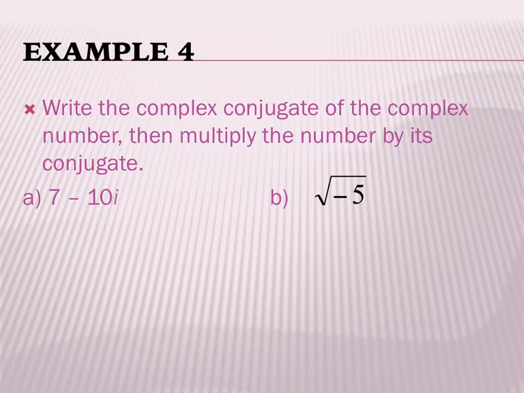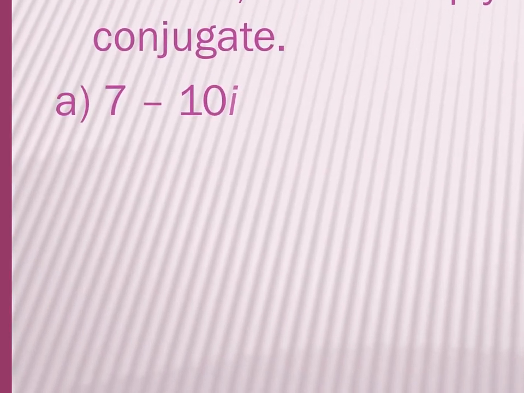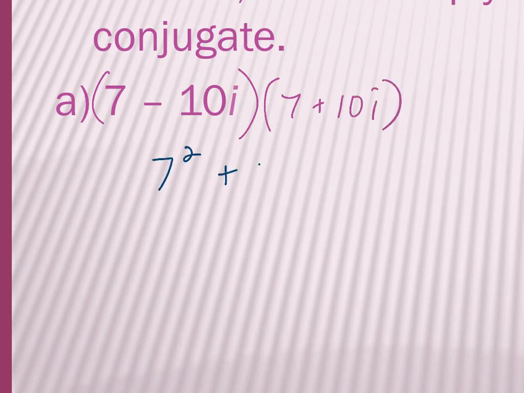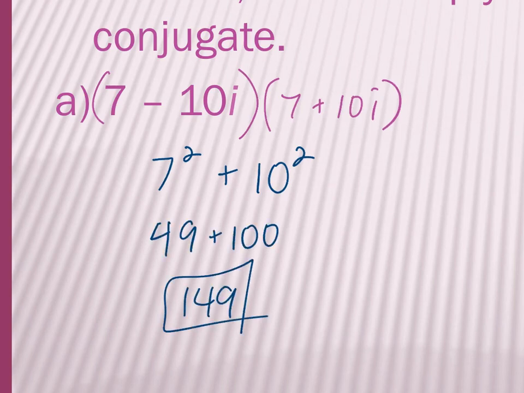Okay, so it says write the complex conjugate of the complex number, then multiply the number by its conjugate. So if 7 minus 10i, what's the conjugate? 7 plus 10i. What's the shortcut? 7 squared plus 10 squared. 49 plus 100, 149. You can go a long way and FOIL it out. You'll get the same answer.